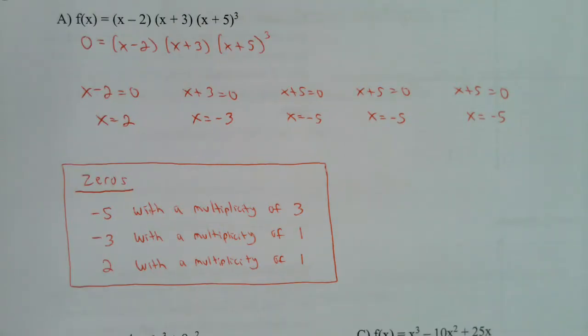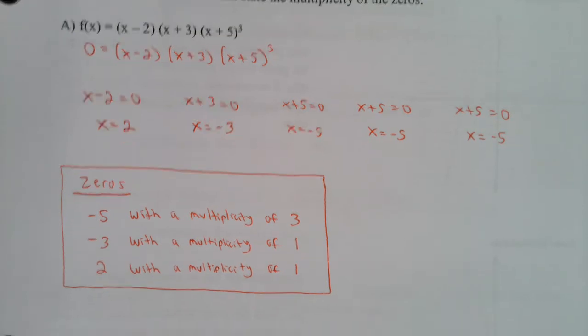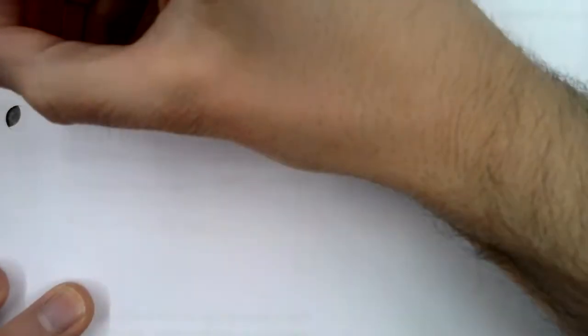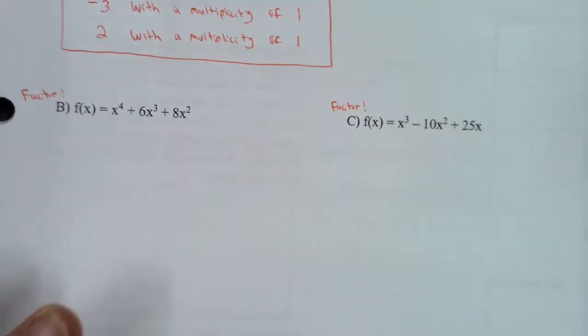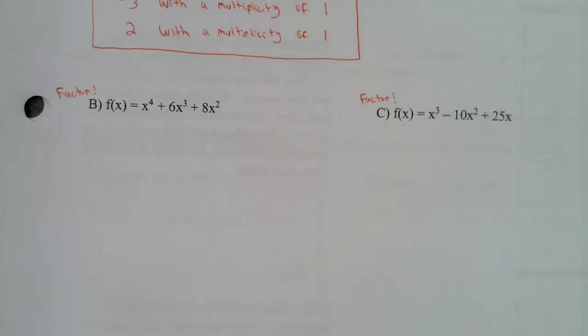Okay, so that one was pretty easy because that one was already in factored form. Example 3, B and C are not in factored form, so what you're going to have to do is factor. Let me jot that down. Here we're going to factor. Example 3b has a GCF of x squared.